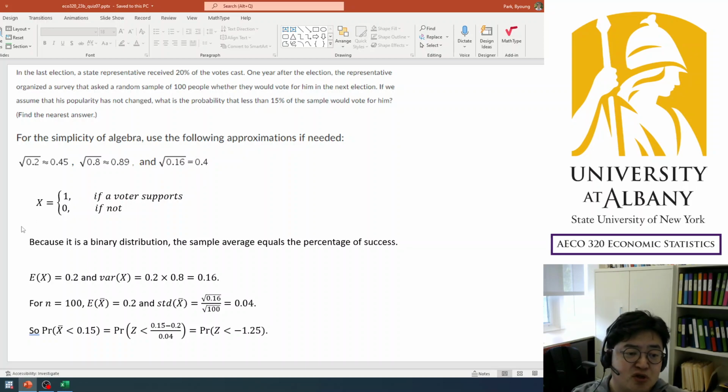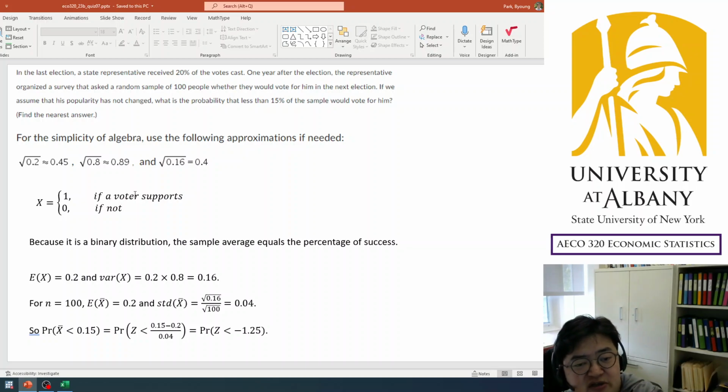First, you have to observe that this is a binary distribution. So I will define a single survey respondent's or a voter's answer as 0 or 1. I will use 1 if the voter would like to vote for the representative again, supports the representative, and 0 if not. So success is if the voter is a supporter and failure if not.